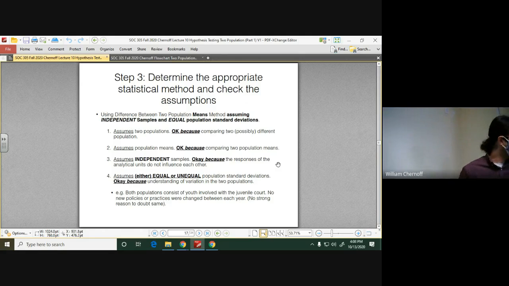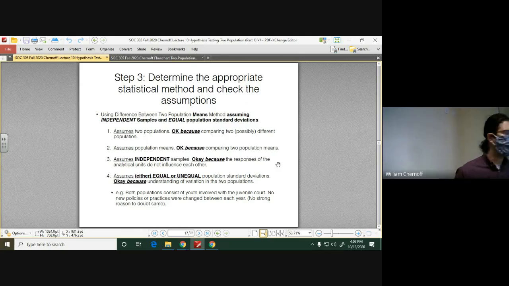Assumption 3 is our independence assumption. Here we're assuming that when it comes to the youth in these populations, the amount of time it took one youth to return to the court did not have any effect on how long it took some other youth to return to the court.